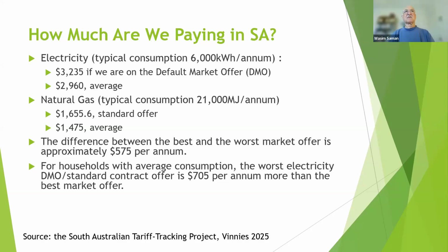Having said that, just so that you know, there are lots of different offers, and it's important to check what plan we're on. It says that the difference between the best and the worst market offer is approximately $575 per annum. And for a household with average consumption, the worst electricity default market offer is $705 per annum more than the best market offer. So you can see there's a lot to do in shopping around and knowing how to shop around.